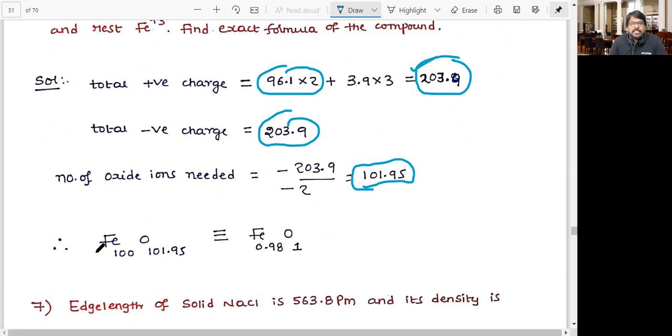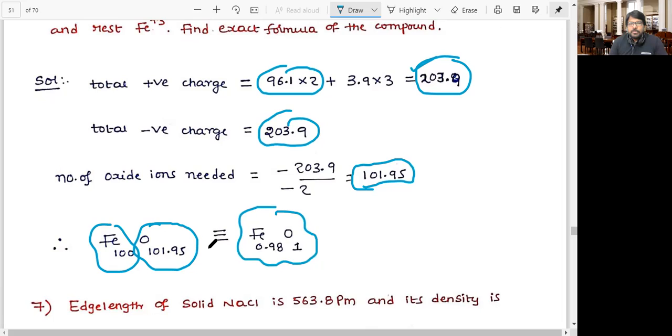The salts are electrically neutral. So how many irons have we taken? 100. How many oxygens are we getting? 101.95. And of course, this is correct. According to the options, you have to proceed. You can also convert that like this. Here, 100 irons, and this is about 102 oxygens. That means for every 100 irons, there are 102 oxygens. So for 102 oxygens, there are 100 irons. For 100 oxygens, how many irons? You'll get this formula also. According to the options, you can proceed.